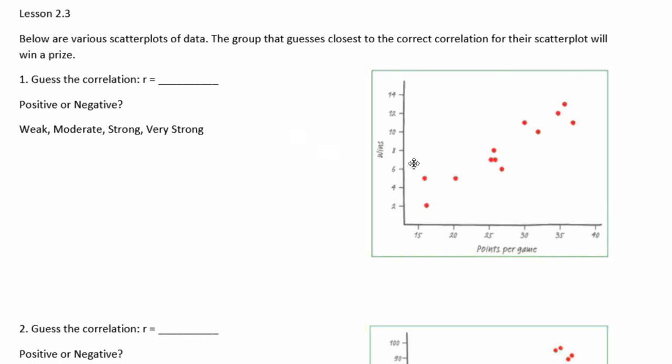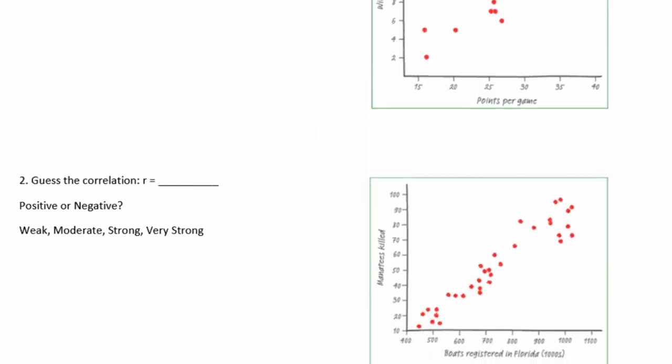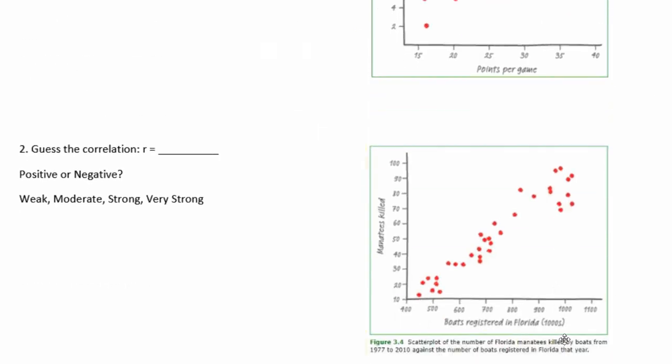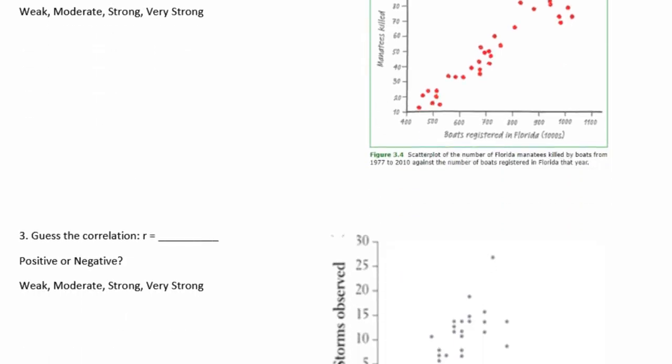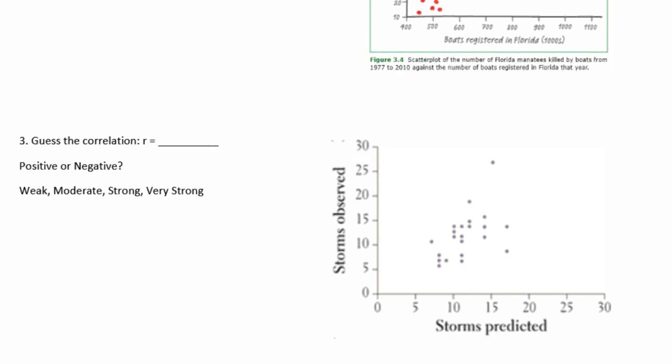So our first one is talking about the points per game and the wins. Then we have the number of boats registered in Florida and the number of manatees killed. And then we have the storms predicted versus the storms observed. So let's pause the video again and work on these 3.